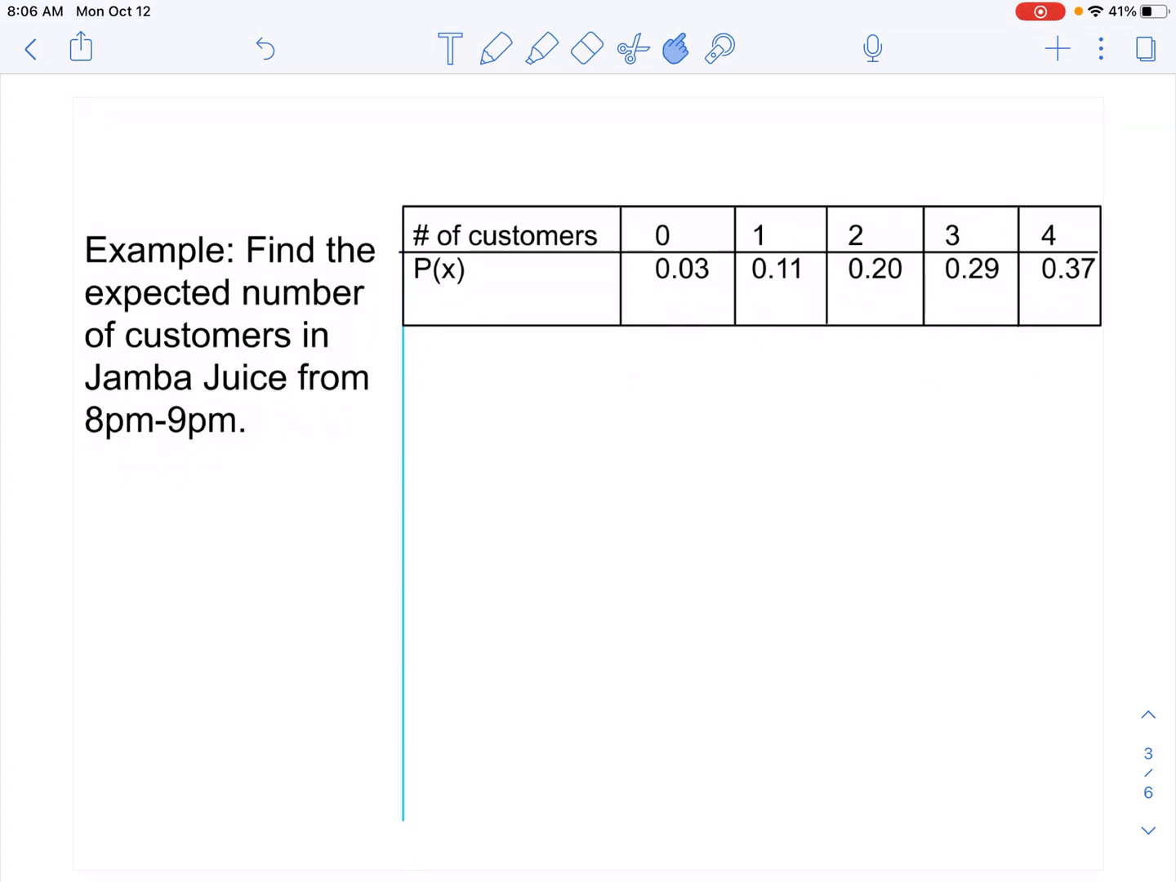Find the expected number of customers in Jamba Juice from 8 p.m. to 9 p.m. The number of customers during that hour is either 0, 1, 2, 3, or 4, and each of those has its own probability. So we're just going to take the number of customers and multiply by its probability, and then find the sum. This symbol means the sum, so we're going to add them all together.